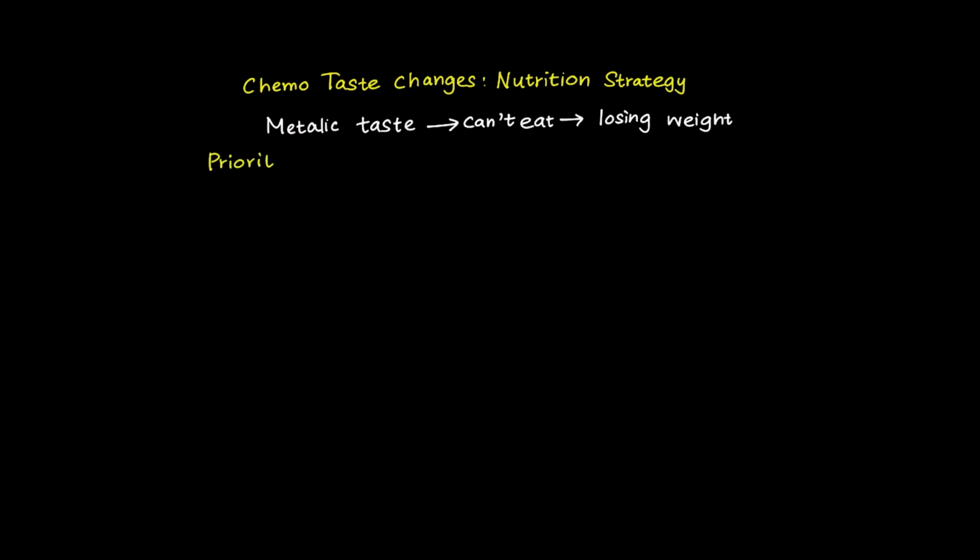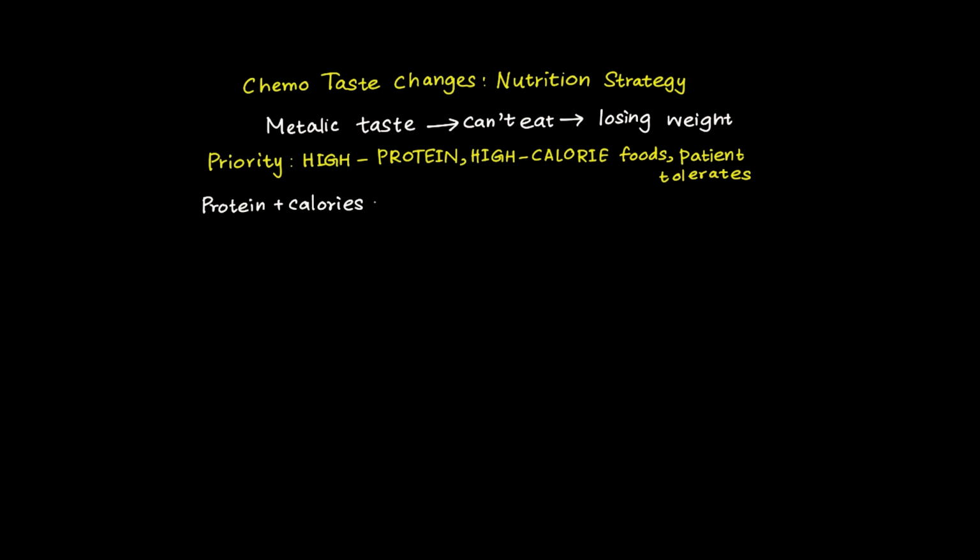Chemotherapy has wrecked this patient's taste buds. Everything tastes metallic and awful, and they can't eat enough to maintain their weight. The right approach is to offer high-protein, high-calorie foods that the patient actually finds tolerable. You're working with what the patient can stomach, not against them. Protein and calories are the priorities because the body needs fuel for healing and immune function during treatment.